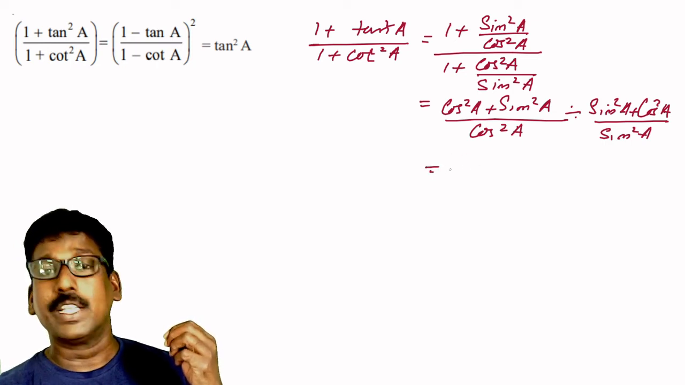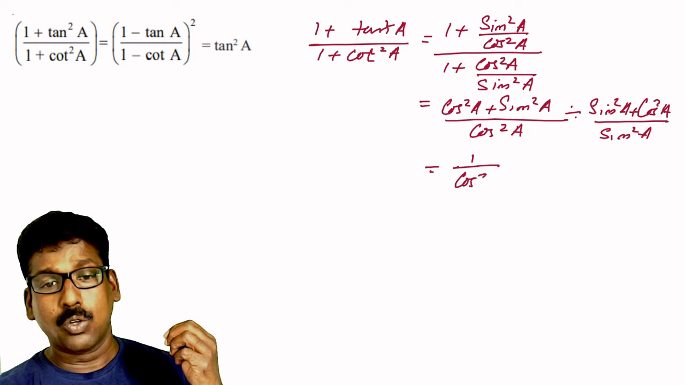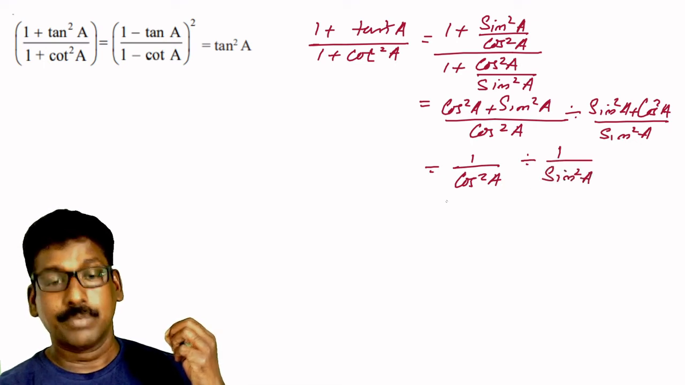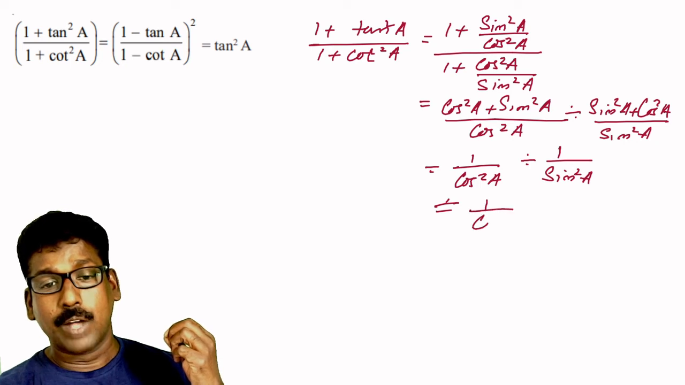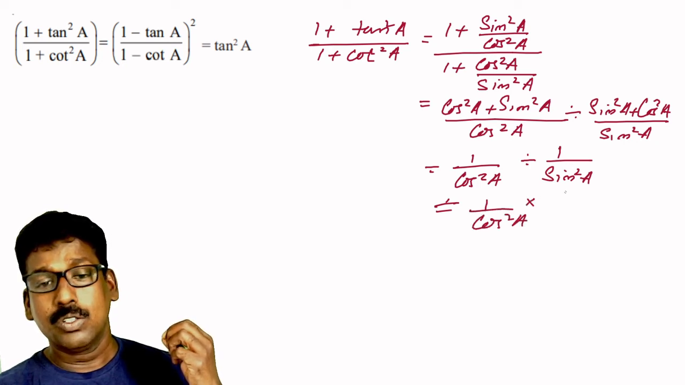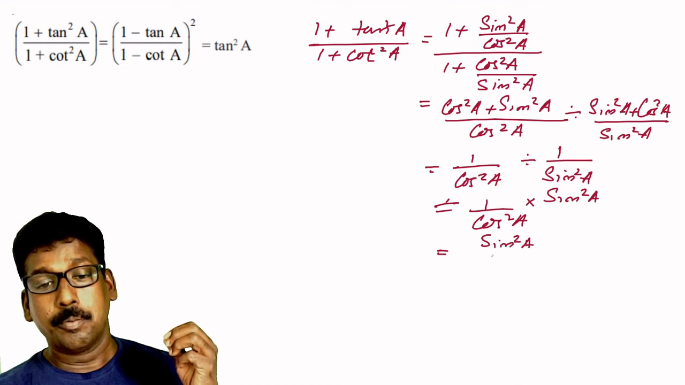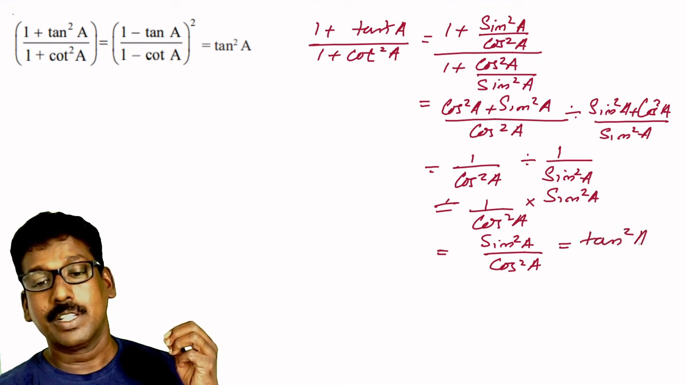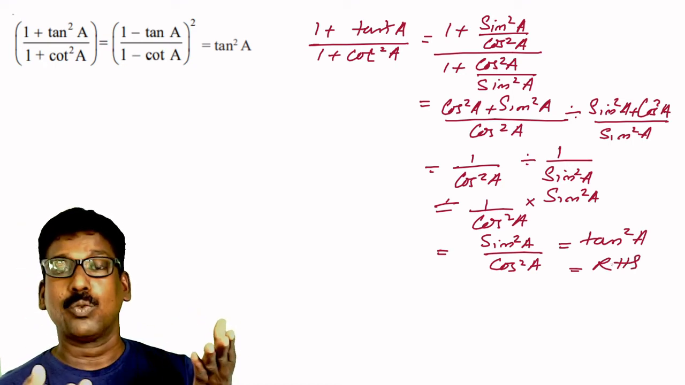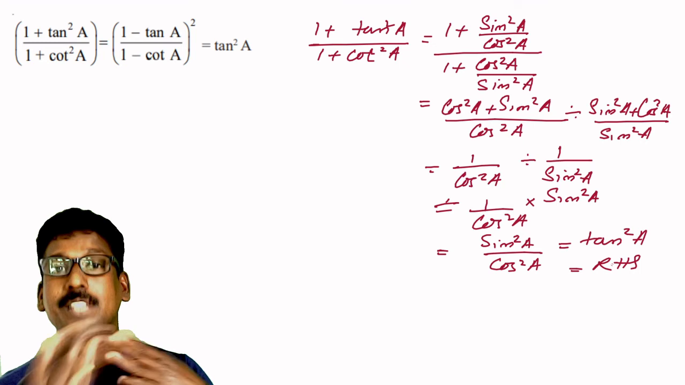Cos square A plus sin square A is equal to 1. It is 1 by cos square A divided by, again, sin square A plus cos square A which is 1, by sin square A. So this you can write as 1 by cos square A into sin square A by 1. So it is sin square A by cos square A, which is equal to tan square A, which is equal to the RHS. So the first one is proved as tan square A. Now let us take the second.